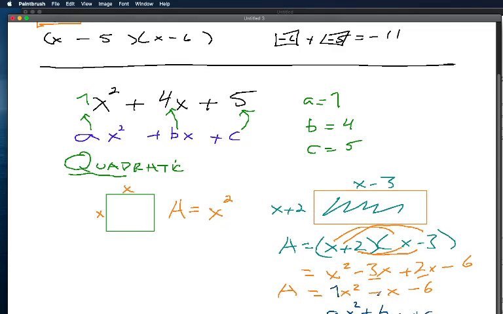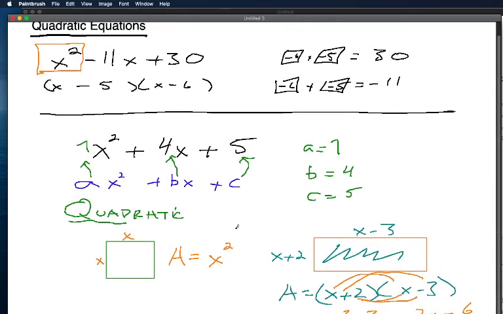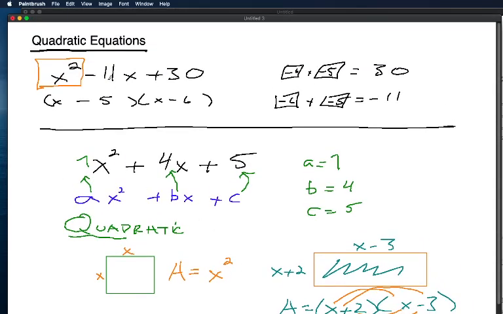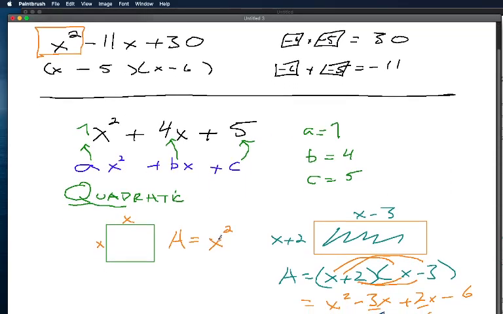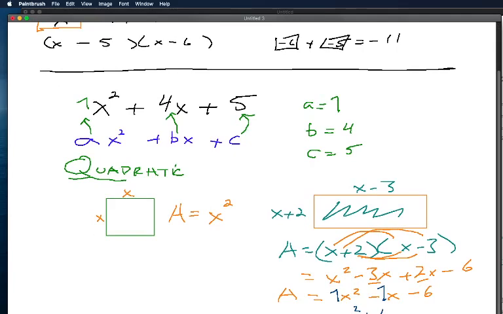Our B is the number out in front of this x. So actually, there's an invisible 1 there as well. So it's negative 1. And then we have a C, and the C is just negative 6. So this is just a very simple idea describing quadratic equations. So anytime you have quadratic equations, you're going to have this format. And I can show you a whole bunch of quadratic equations that you have done.